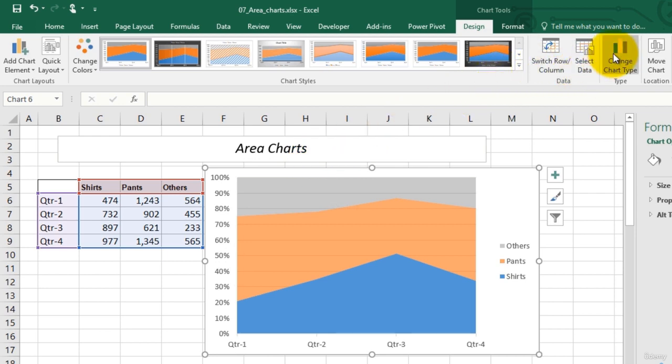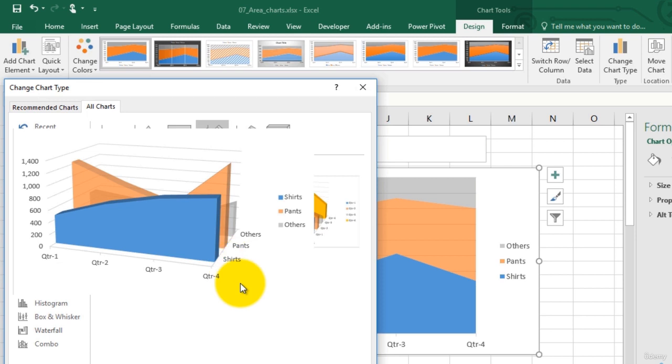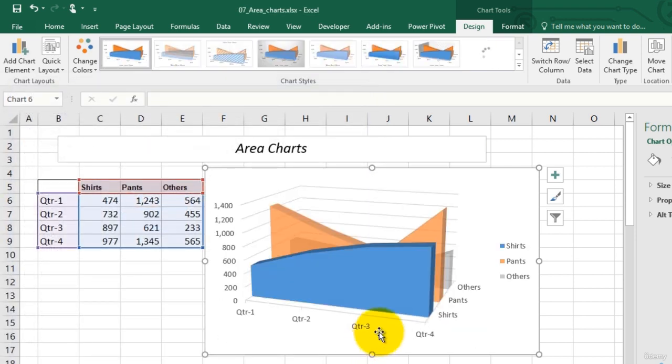The other options in area chart are a 3D area, 3D stacked area and 3D 100% area. Let us select a 3D area chart. You can see that each of the data series is now a 3D wall. Altitude of this wall is the line which is representing the value at each data point. You can see again this third data series is more or less hidden.